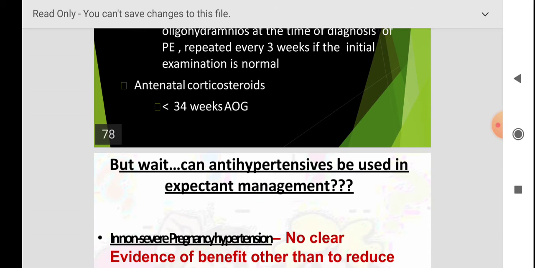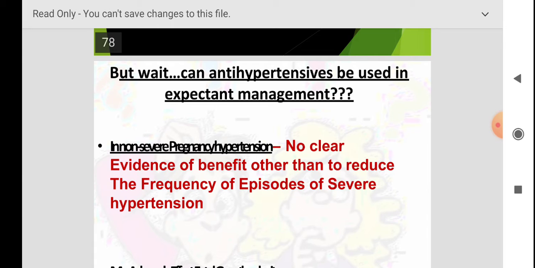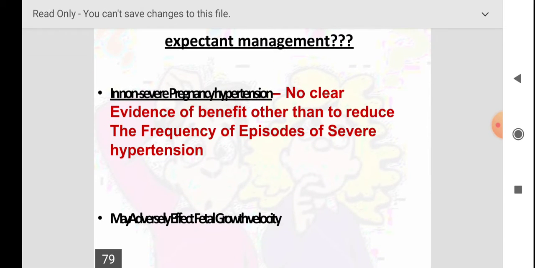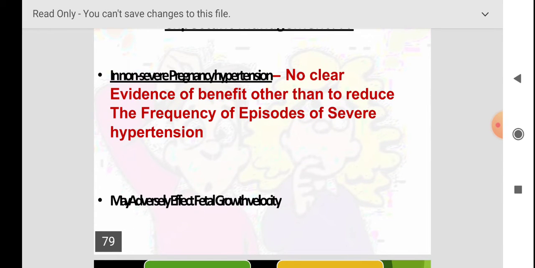Then antenatal corticosteroids are considered only if the gestational age is less than 34 weeks and you are planning to deliver her. And now, what about the antihypertensives in expectant management? Is it indicated or not?